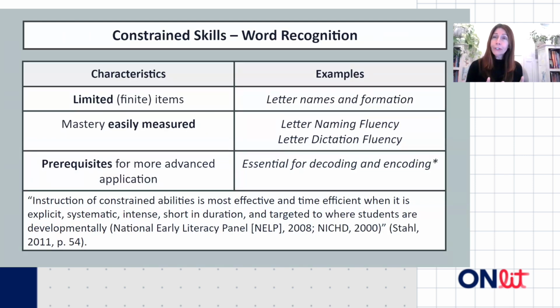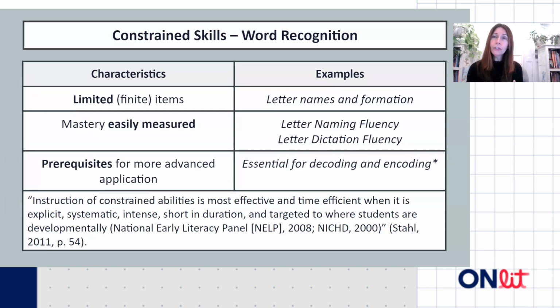I really first want to talk about word recognition, and we're going to explore a concept that may be familiar to some of you. It's this idea that when it comes to instruction, we have skills that are considered constrained and then some that are considered unconstrained. The constrained skills really do align themselves pretty nicely to word recognition, although not exclusively word recognition. There are definitely some constrained skills with language comprehension.